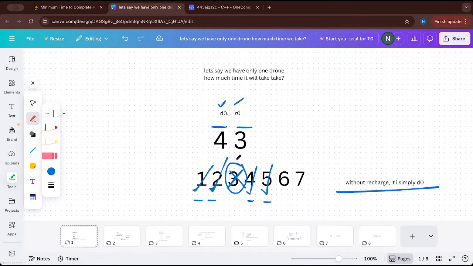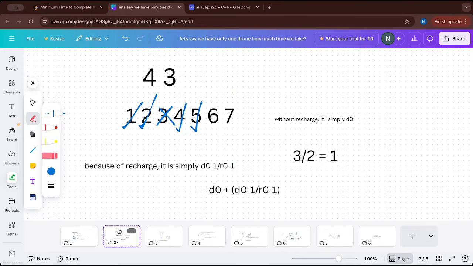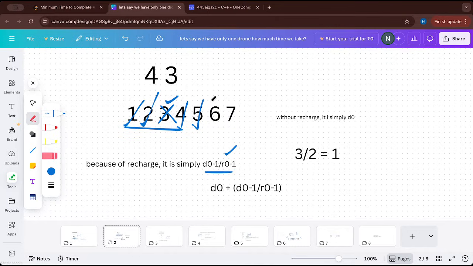Without recharging, the answer will be simply D0 because at each hour it can complete a delivery. But because we have to recharge, what is the number of multiples of R0 within D0? That is the extra time required because of charging. It is simply (D0 minus 1) divided by (R0 minus 1), which can be checked with examples. So for 4, there is only one multiple. In this way, for a single drone, we can find the time to deliver with recharging, which is simply D0 plus this one.